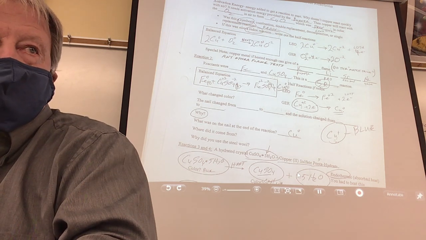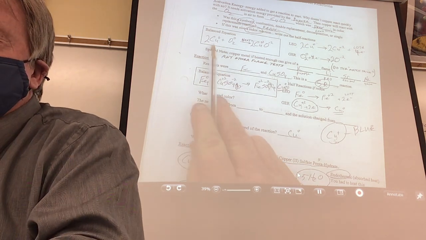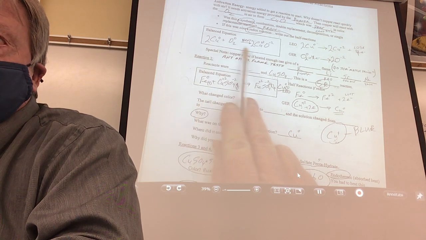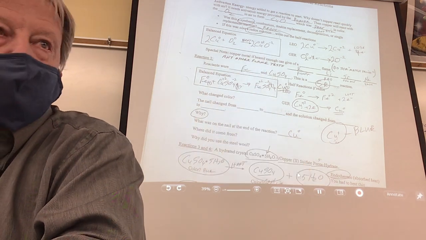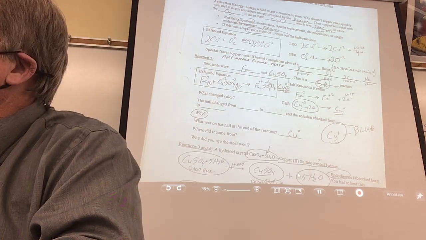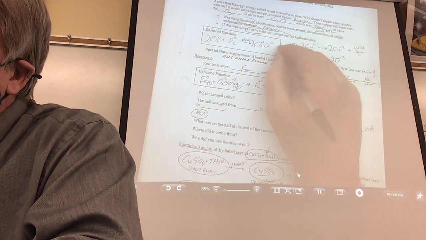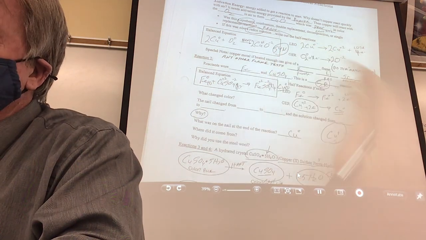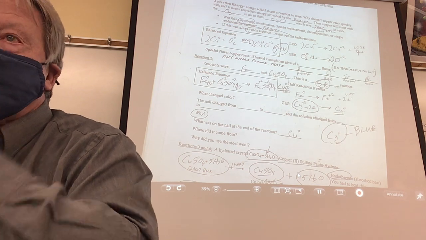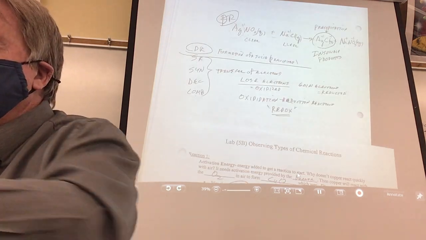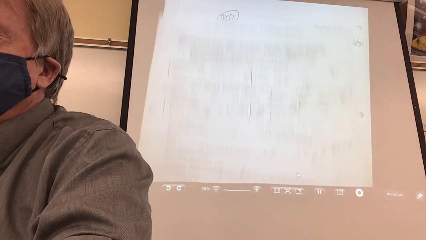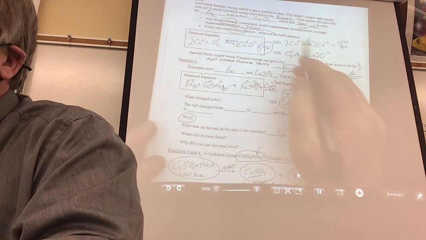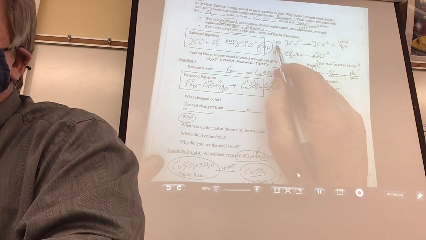Now, let me ask you this. How would you classify this? Like last chapter, synthesis. It is synthesis. But now you know that a synthesis reaction is also known as a what? Redox.